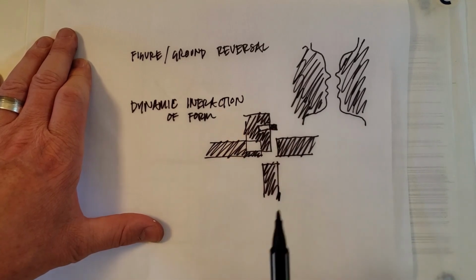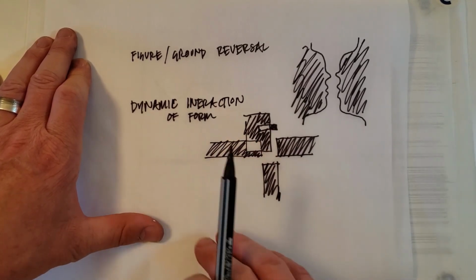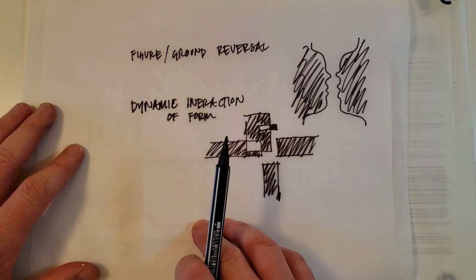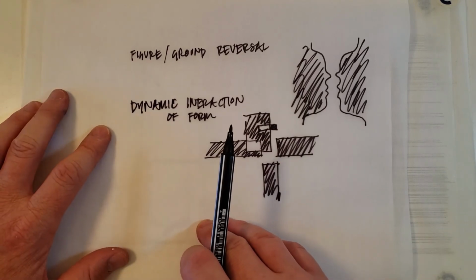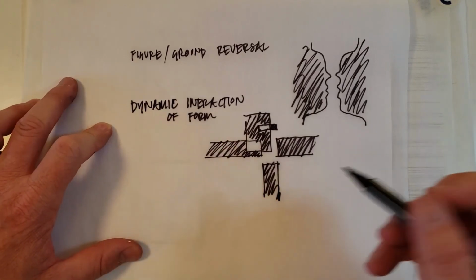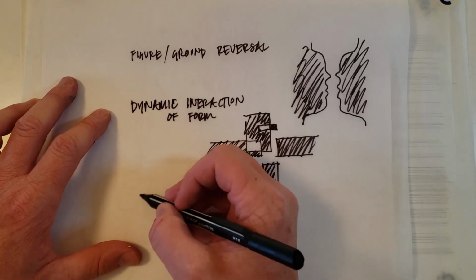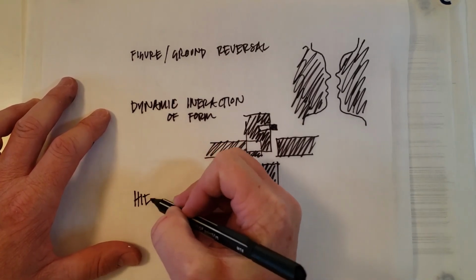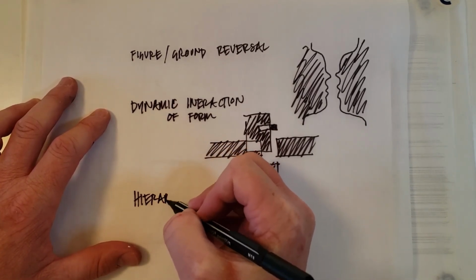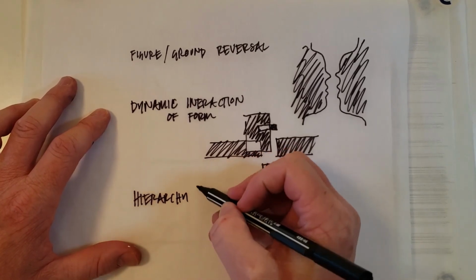Such as this, where things are slipping into one another and seem to be pushing at one another. That's dynamic interaction of form. And the last, I would say, is hierarchy, which is really just another word for difference.